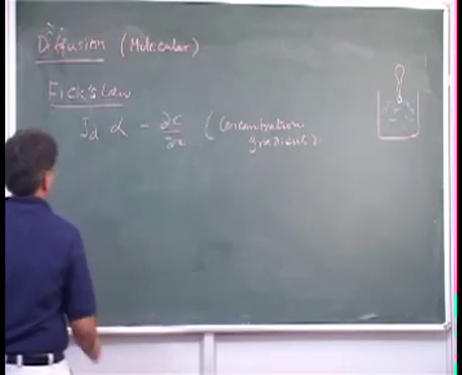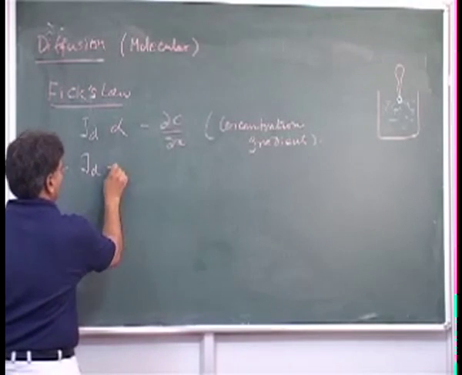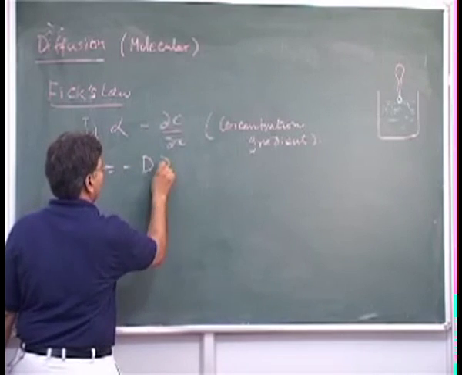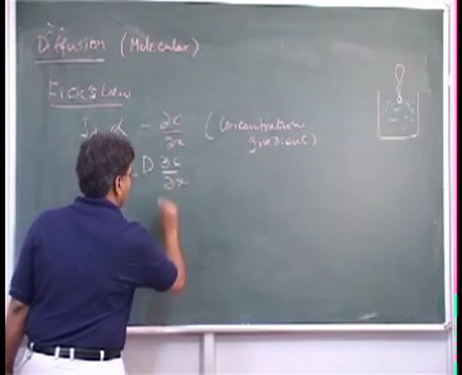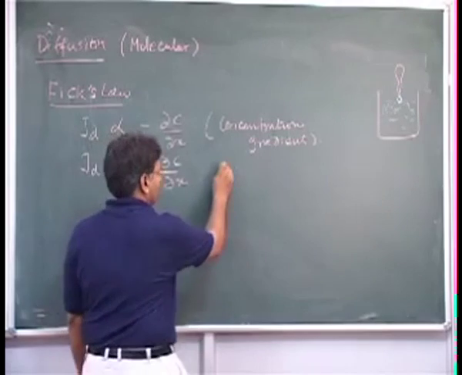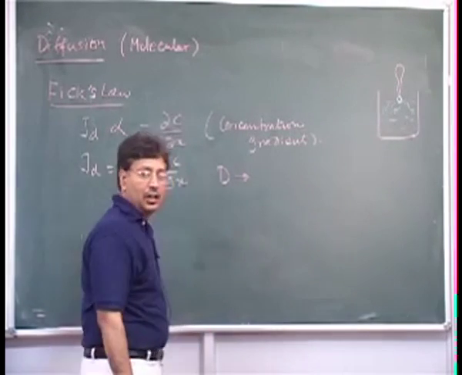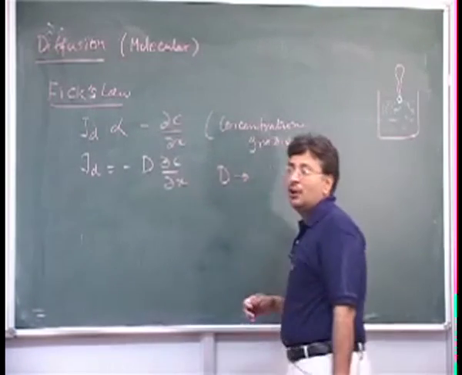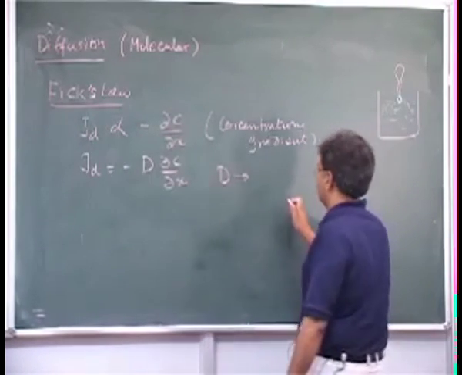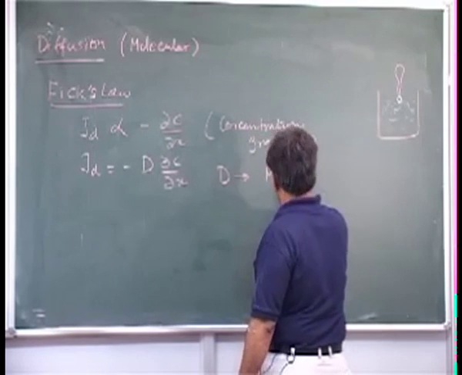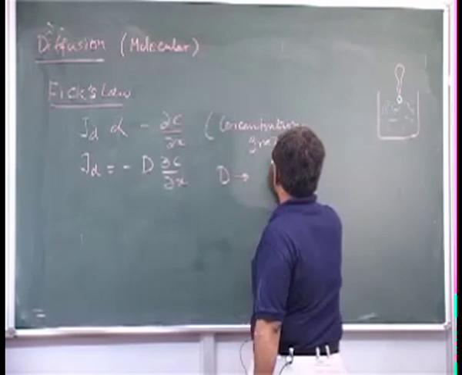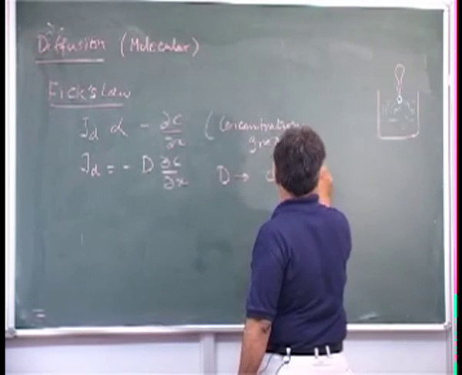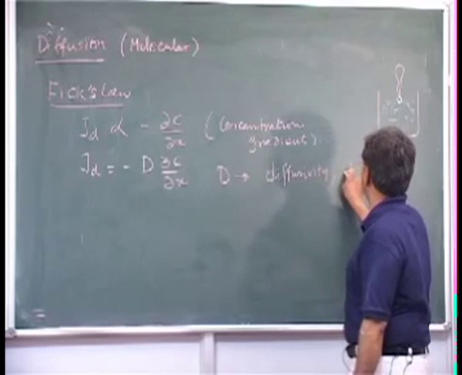So this J_D has a constant of proportionality, and we are just talking about one dimension, don't forget this. D is called, as you will remember from the earlier classes, the molecular diffusivity or diffusion coefficient.